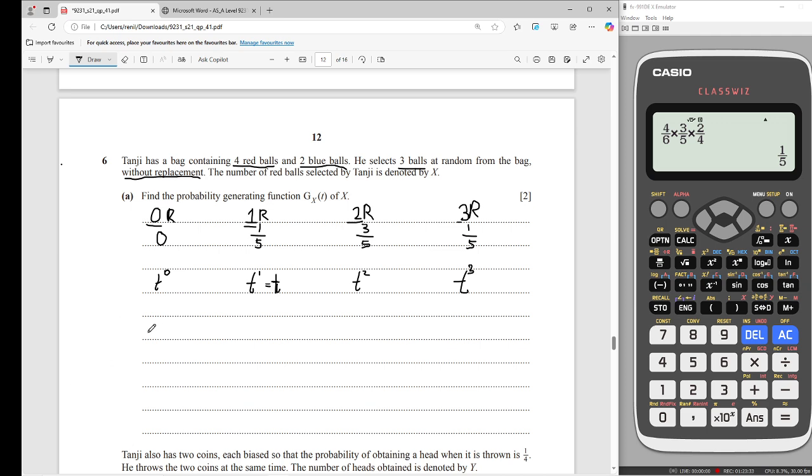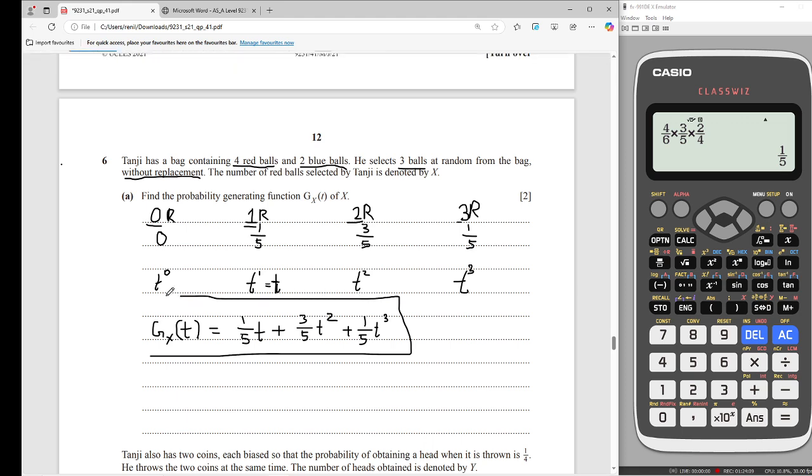So the final answer will be G_X(t). This is how we write our PGF, and this is equal to 0 times t to the power 0, which is just 0, then 1 by 5 t, plus 3 by 5 t squared, plus 1 by 5 t cubed. So these are our probabilities. This is the final answer.